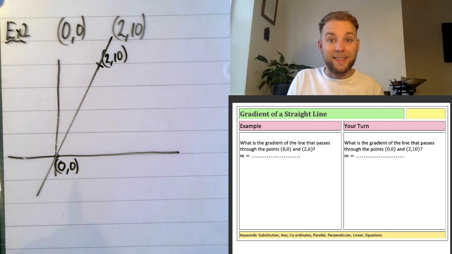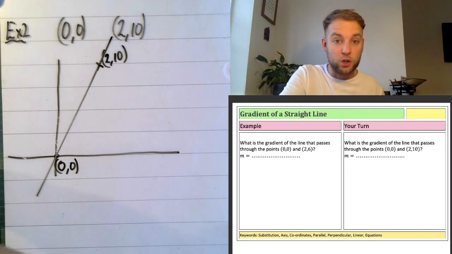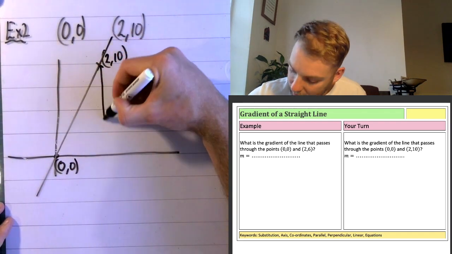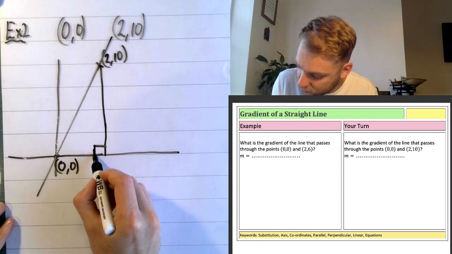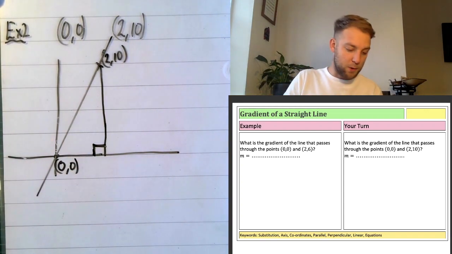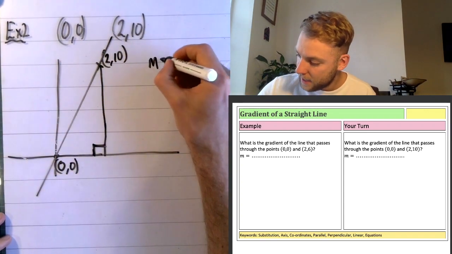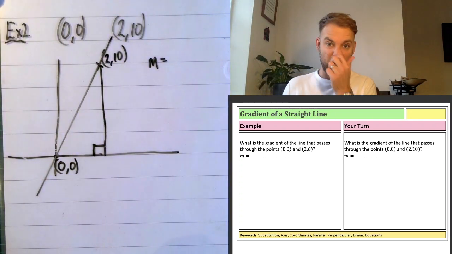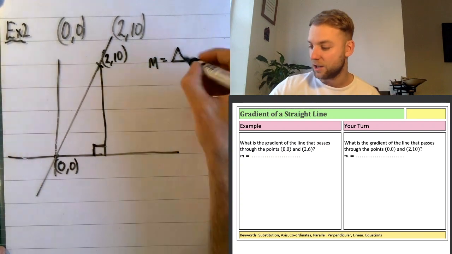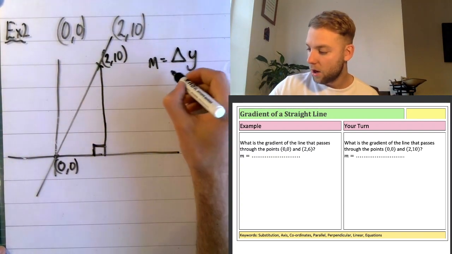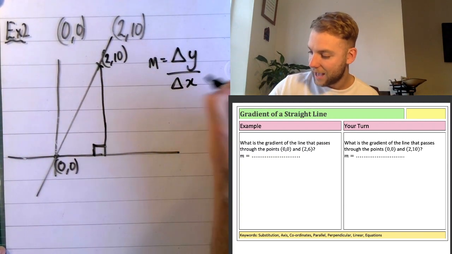Now remember I said the key to this is to draw a triangle between them. So I'm going to draw a right angled triangle coming straight down and across like that. So there's my right angled triangle. And remember the gradient m is equal to the change in y. And I'm going to show you something else. Some people use this. So this is a way of saying the change. So it's the change in y over the change in x.